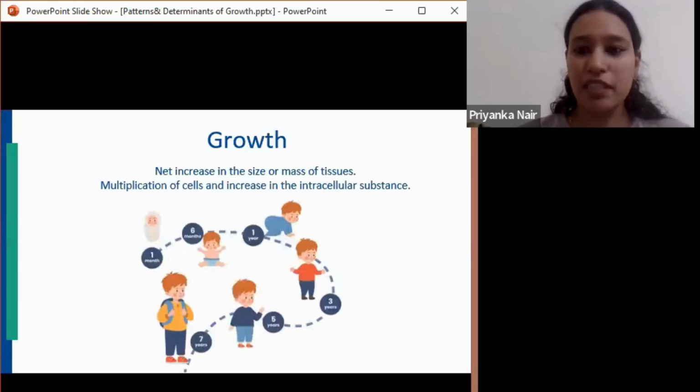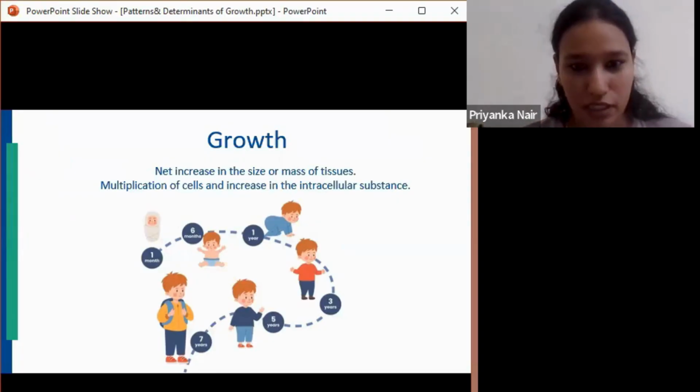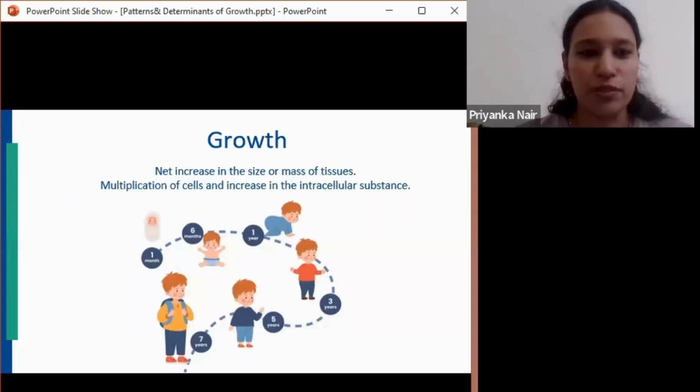So growth, in simple terms, is the net increase in the size or mass of tissues achieved through multiplication of cells and an increase in the intracellular substance. Growth is a very visible phenomenon, and it helps us to differentiate between a 1 month old, a 10-month old, or a 2 year old.